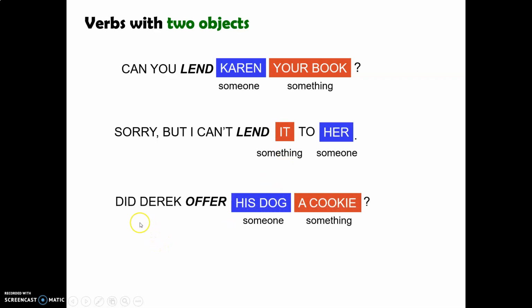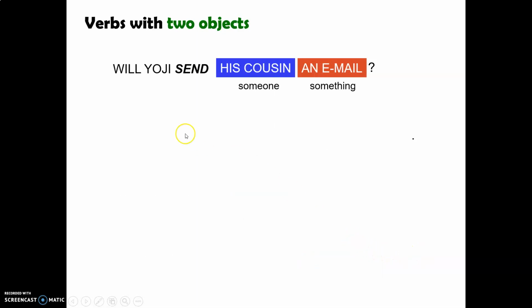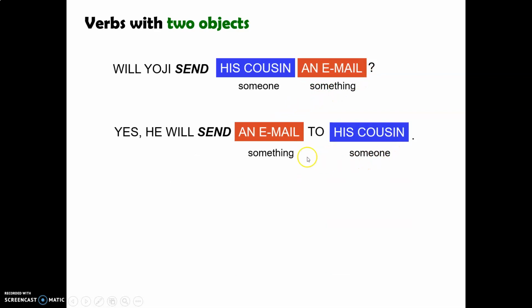So let's take a look at this example. Did Derek offer his dog a cookie? Yes, he offered a cookie to his dog. Because when you offer to somebody. All right, and this last example, will Yoji send his cousin an email? Yes, he will send an email to his cousin. All right, so when you send to somebody.